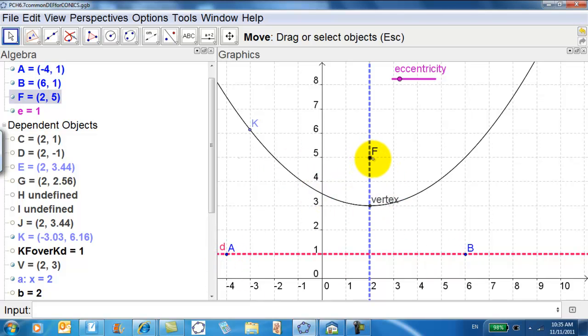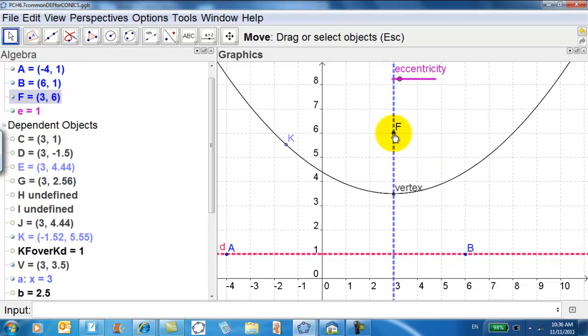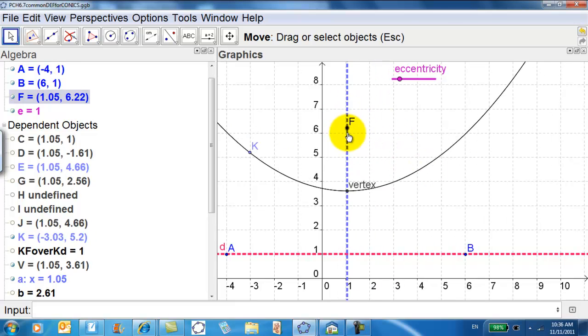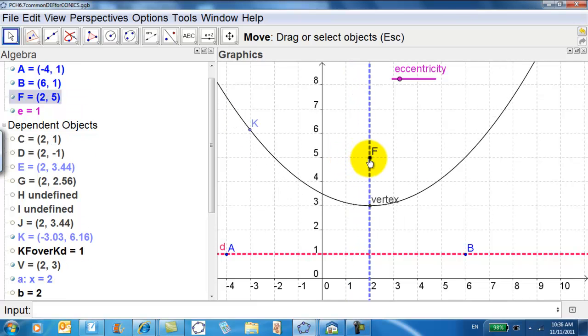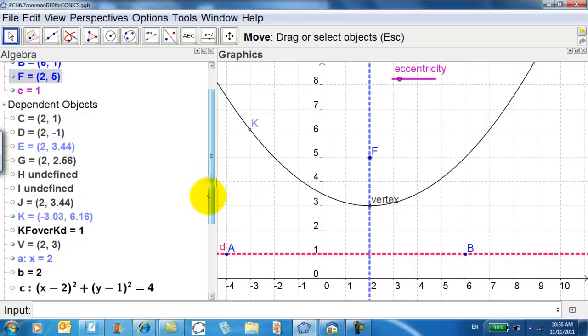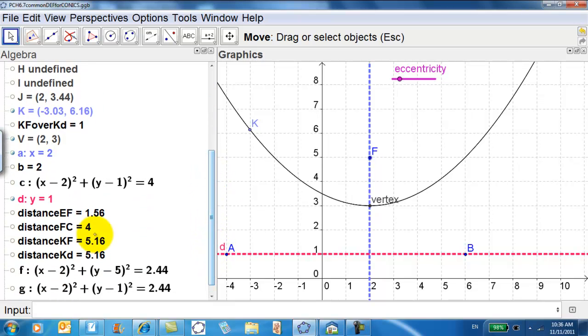And here's the focus. And right now I have the eccentricity set at 1. So we're getting a parabola. And you can see if you move things around in here, you keep getting parabolas. And notice this distance here too, this K, and the ratio KF over KD is equal to 1. That's where the eccentricity comes from. And you can see that down here. And these two distances are staying the same, KF and KD.